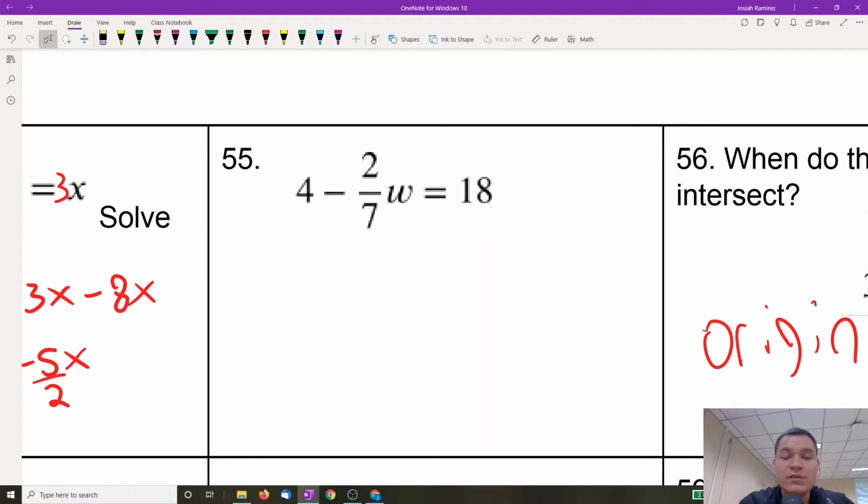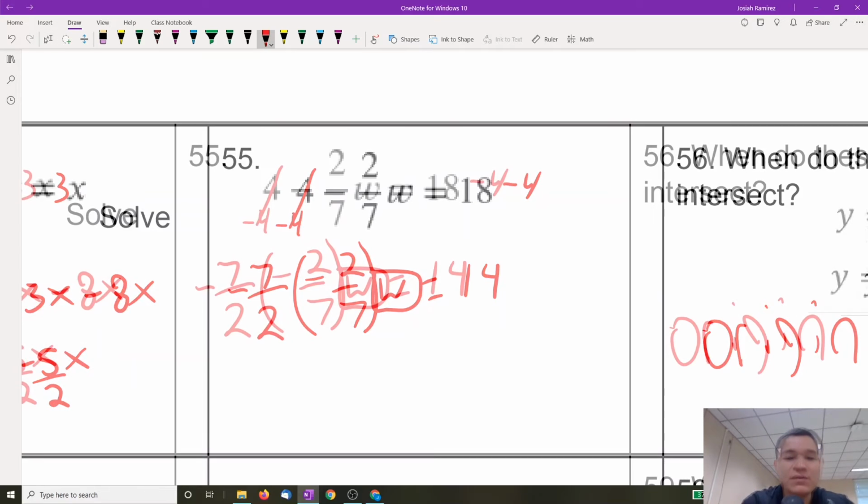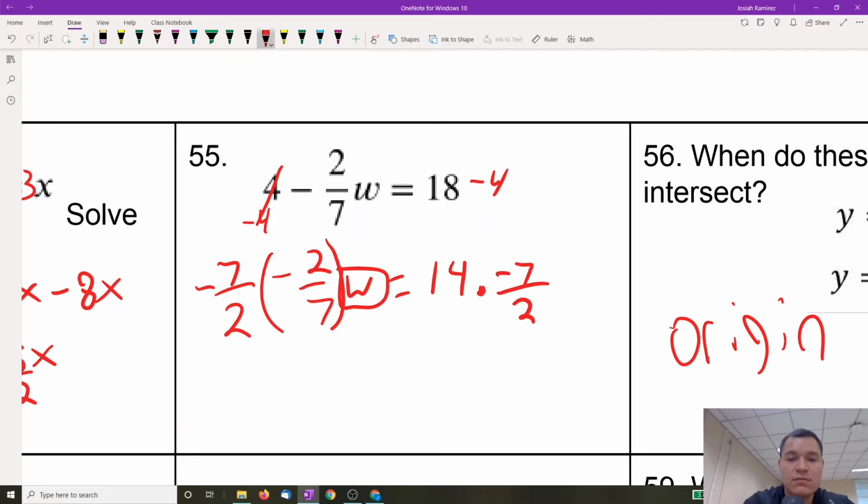55 wants you to solve for w. So let's subtract the 4. And then we'll multiply by this fraction right there, negative 2 divided by 7. We're going to have to multiply by the flipped version of that, so a negative 7 over 2. On the left, it balances out. It leaves you with w. 14 divided by 2, I'm going to do this part first. 14 divided by 2 to get 7. And 7 times negative 7 is negative 49.